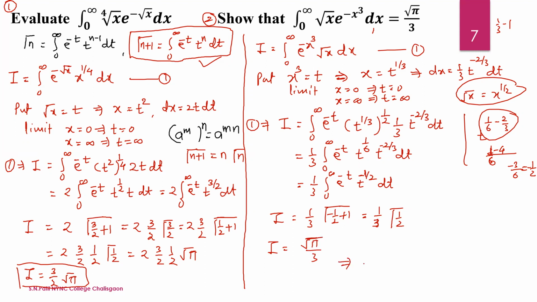So the required integration from 0 to infinity, I is equal to root x e to the power minus x cubed dx, is equal to square root pi divided by 3.